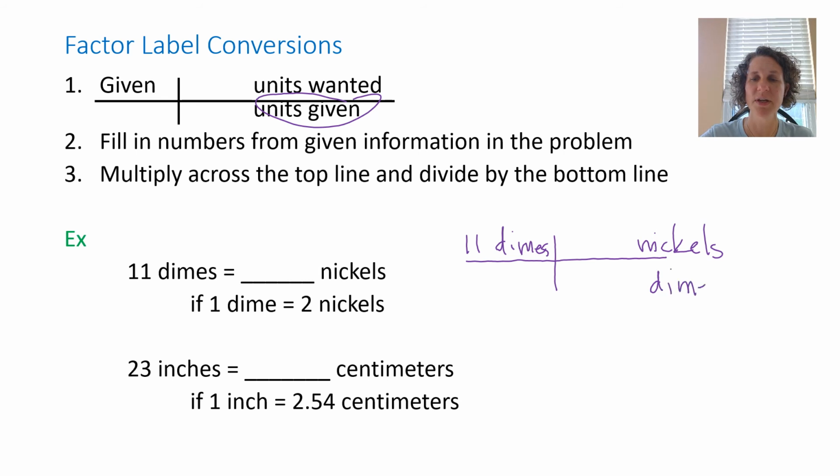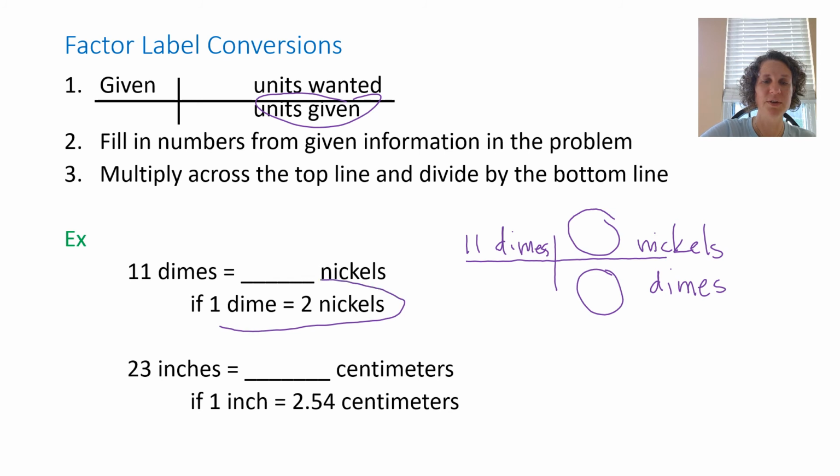So here's dimes again. All right, so now I fill in these blanks here and here with this information. Okay, so I know that for every 2 nickels, I have 1 dime. And then I multiply across the top, so I multiply 11 times 2, and I divide by the bottom, so I divide by 1. So 22 divided by 1 is 22, which, like I said, you probably already knew, but we'll start with the easy ones, and then we'll get to the tougher ones.